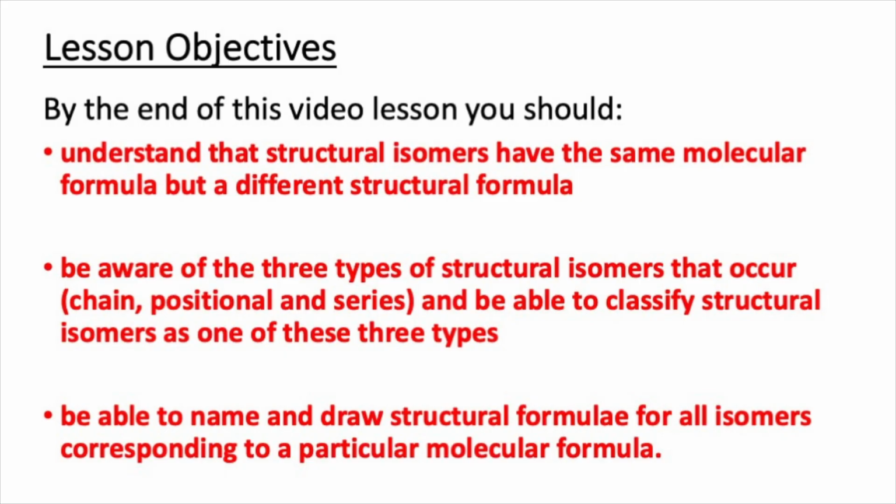So that concludes our video lesson. So after watching this video, you should understand that structural isomers have the same molecular formula but a different structural formula. You should also be aware of the 3 types of structural isomers that occur: chain, positional and series, and be able to classify structural isomers as one of these 3 types. And finally, you should be able to name and draw structural formulae for all isomers corresponding to a particular molecular formula.